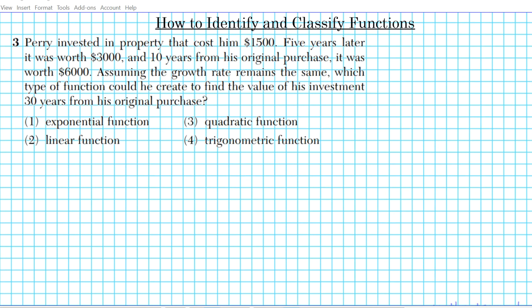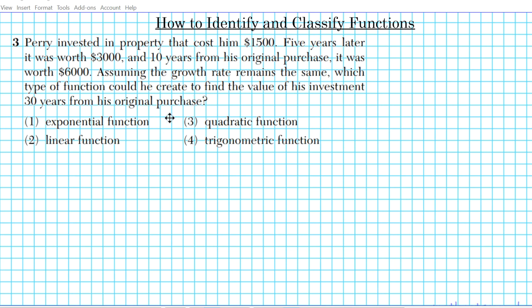Alrighty, let's take a look at question 3. In question 3, we're going to be learning how to identify and classify functions based on an input and output table. Question 3 reads, Perry invested in property that costs him $1,500. 5 years later, it was worth $3,000. And 10 years from his original purchase, it was worth $6,000. Assuming the growth rate remains the same, which type of function could he create to find the value of his investment 30 years from his original purchase?